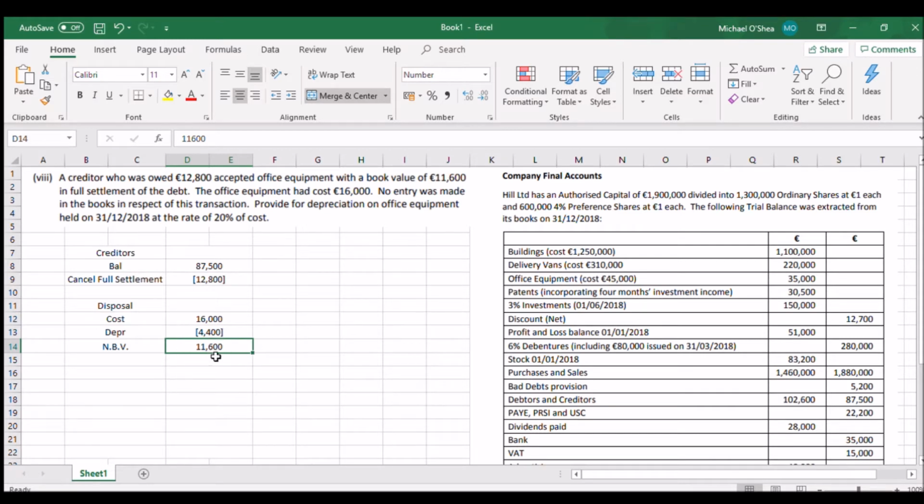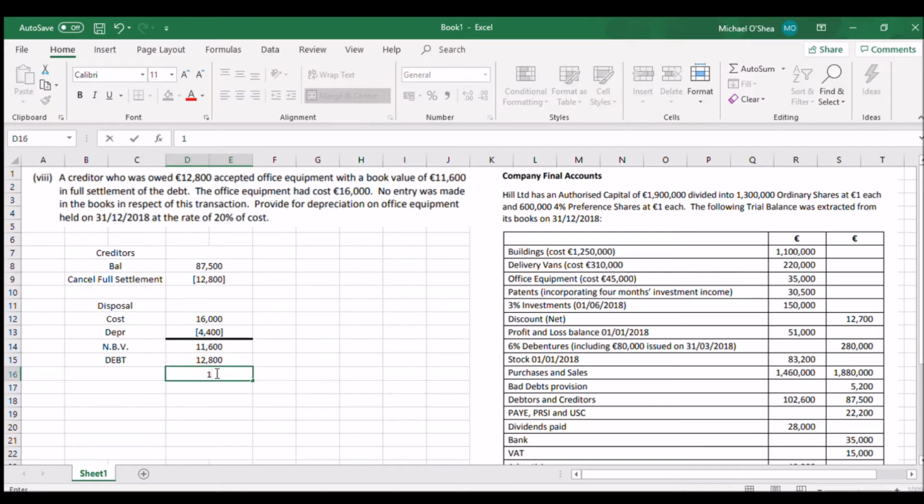So it was worth 11,600, and we essentially traded that equipment in for a debt of 12,800. So the debt was 12,800, and we gave them something worth 11,600. That means we were let off money because it was worth 11,600, but it managed to pay off a debt that was 1,200 greater. What happened? I owe somebody 12,800. I'll give them something worth 11,600. They've let me off 1,200. They have given me a discount.